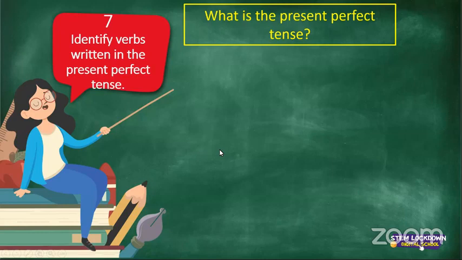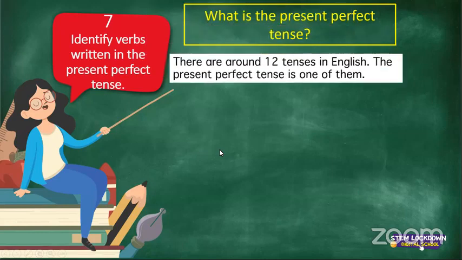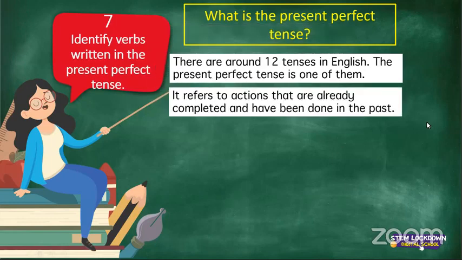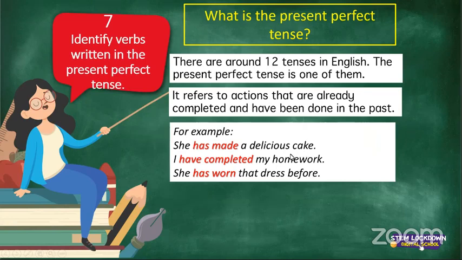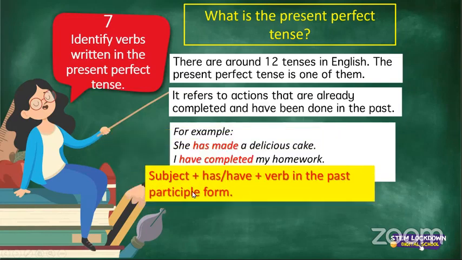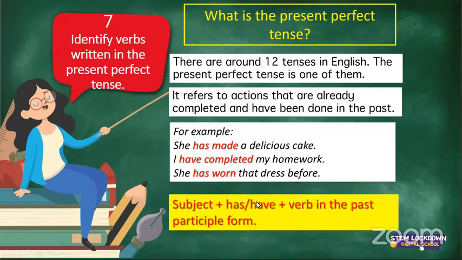What is the present perfect tense? There are around 12 tenses in English, and the present perfect tense is one of them. It talks about actions that are already completed and have been done in the past. And it's actually very easy to spot because it uses has or have. She has made a delicious cake. I have completed, has worn. It uses the verb plus has or have. So there's the subject of the sentence, has or have, and the verb in the past participle.